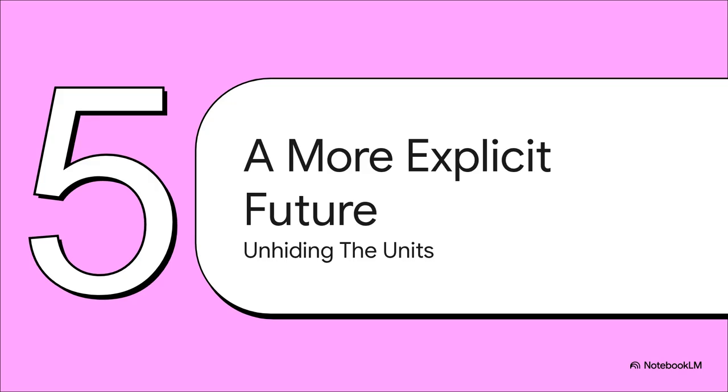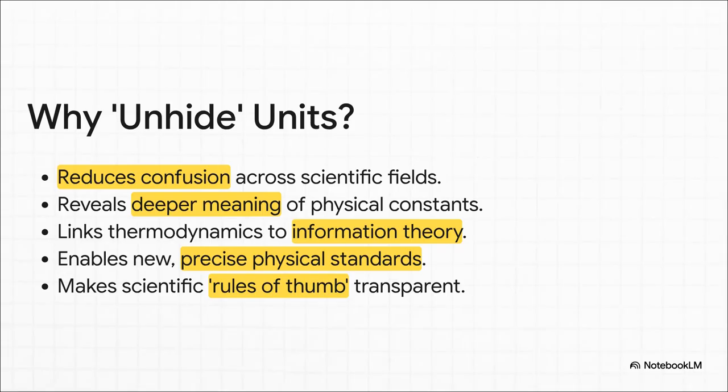So you see, by anchoring Avogadro's number to a perfect crystal, and by revealing the hidden gnat inside Boltzmann's constant, we can finally unhide this secret language. And when we do that, we start to build a much more explicit, a much more intuitive future for physics. So why go through all this trouble? Well, the payoff is actually huge. Of course, it cuts down on confusion, but more importantly, it uncovers these profound truths, like that deep, deep connection between heat and information. It lets us create elegant new standards, and it just makes the fundamental rules of our universe more transparent and accessible for everyone.